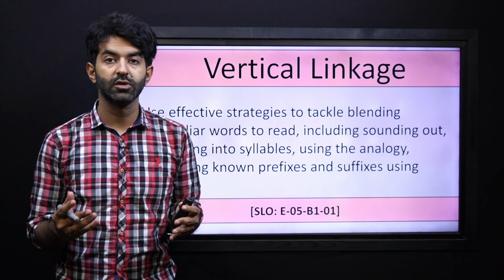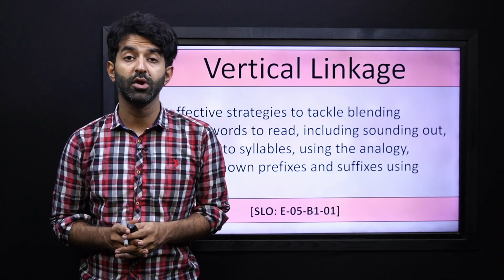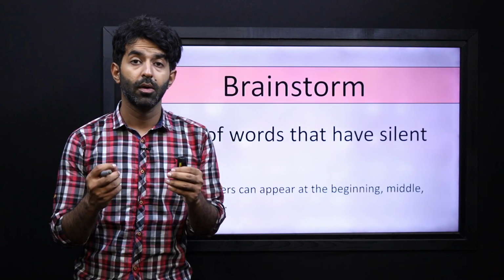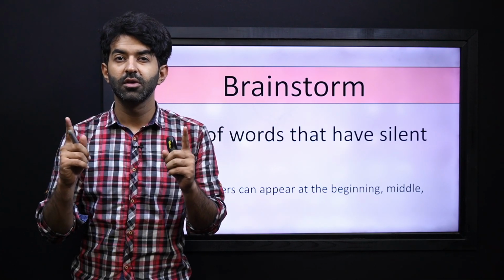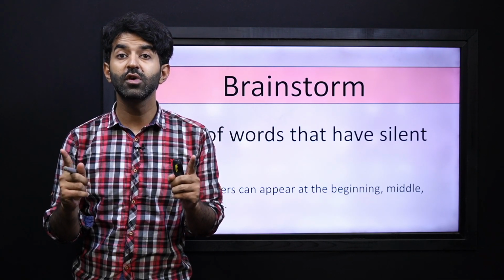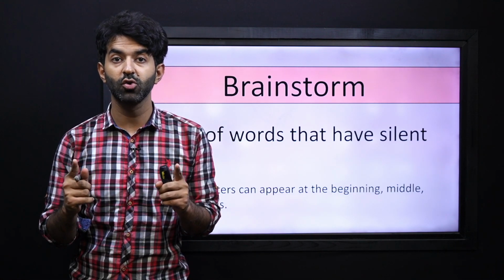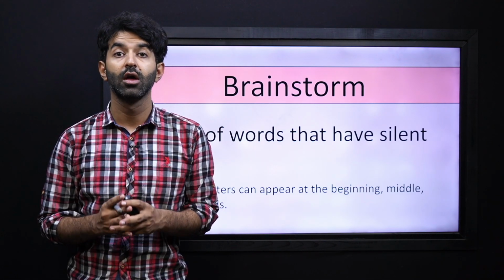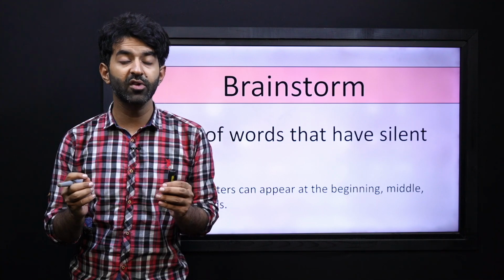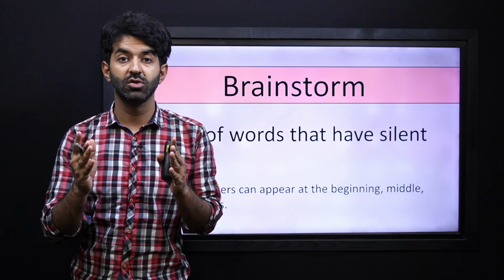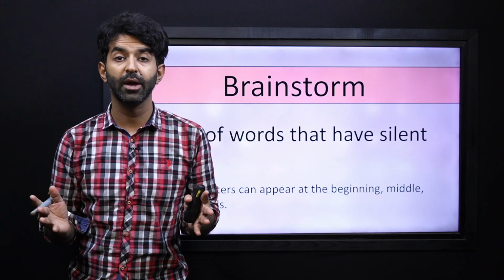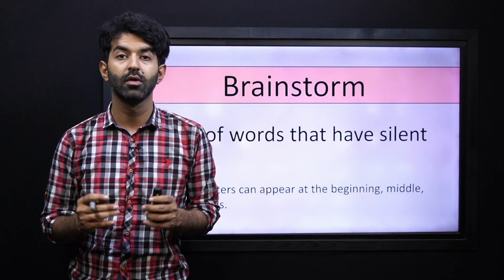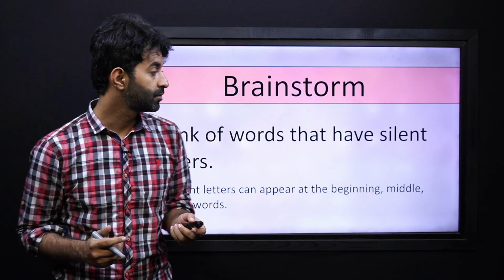This SLO was treated somehow in the previous grade, and now for your brainstorming activity, be ready and just think about words with silent letters. I know that you have some words, actually a list of words in your mind that have silent letters in it. So come up with them. I'm waiting for you. Just take your notebook and your pen or pencil, write them down. Write all the words you can think of that have silent letters.